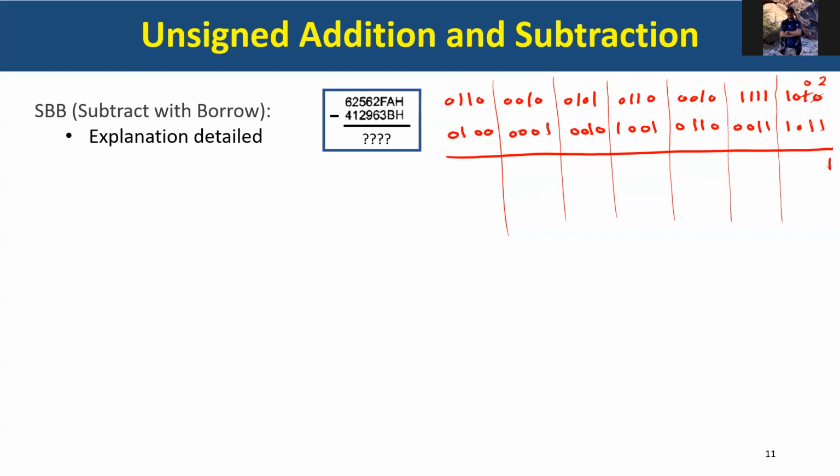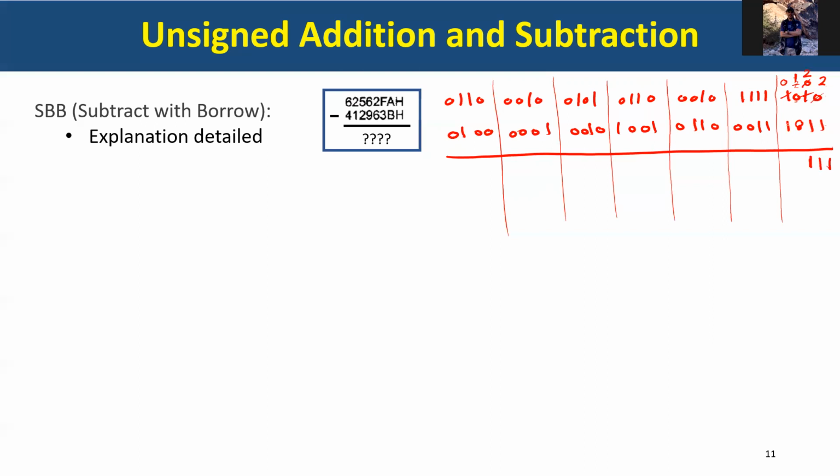Then again, 0 minus 1 cannot happen because 0 is less than 1. So we're gonna borrow. We can't borrow from that guy because it's a 0. So the third bit will borrow that 1. So this one will be 0, this will be 2. Then we're gonna borrow now, so this will be 1, and this guy will be 2. 2 minus 1 is 1. Remember now, the third bit becomes 1. So 1 minus 0 is 1.